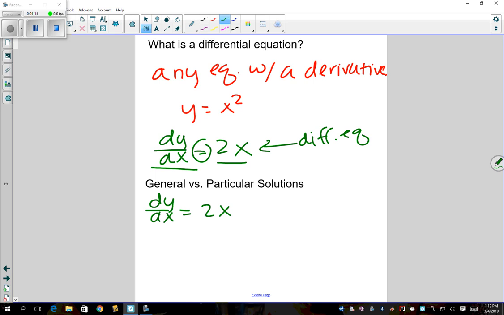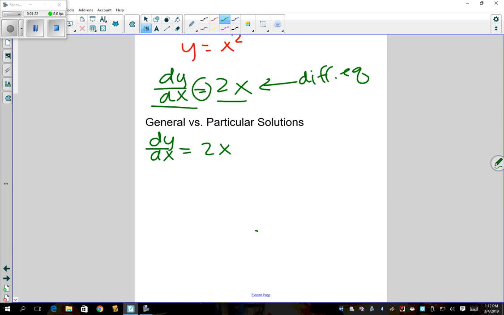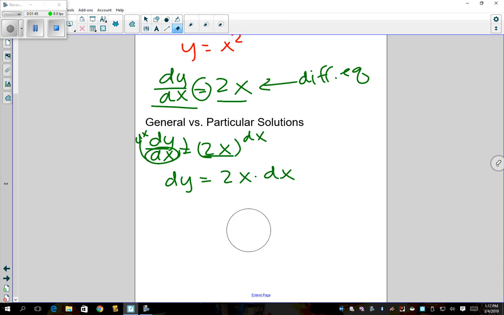If I wanted to integrate this to get back to the original, I can't. What I would want to do is get this dx over on the other side with my x variables. I want all my x's together and all my y's together. So I could just multiply both sides by dx to get dy equals 2x dx. The reason I need this is because when I integrate, I need that dx. I can't just take the integral of 2x, I have to take the integral of 2x dx.